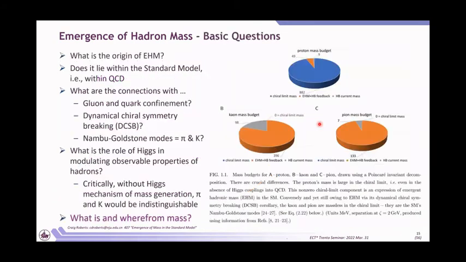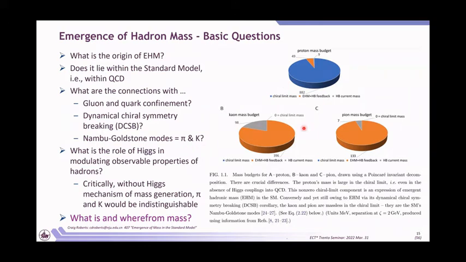There are other systems to consider, and I've illustrated them here, the pion and the kaon. And they're special because if I turn off the Higgs boson, then these both are massless particles. We have connections between all of these pieces of physics: gluon and quark confinement, dynamical chiral symmetry breaking, and the Nambu-Goldstone modes, the pion and the K. What we'd like to know is how the mass generating mechanisms in the standard model interfere to produce the physics we see.